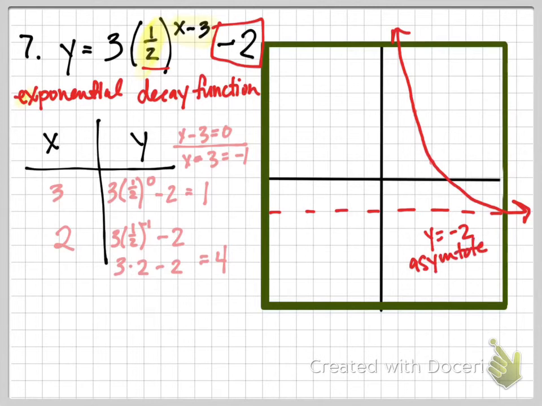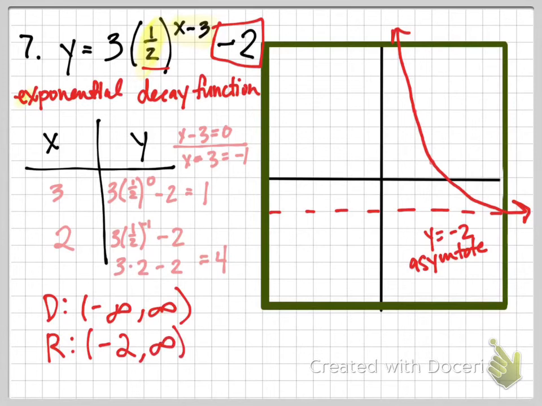Then my domain and range: domain is always negative infinity to positive infinity. And my range would be from my asymptote, which is negative 2, to positive infinity.